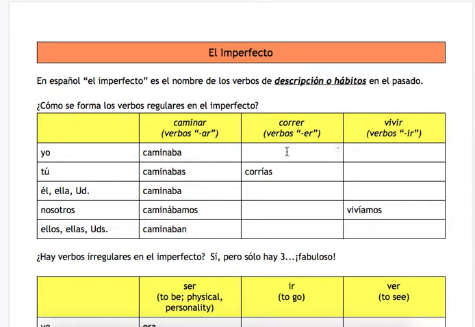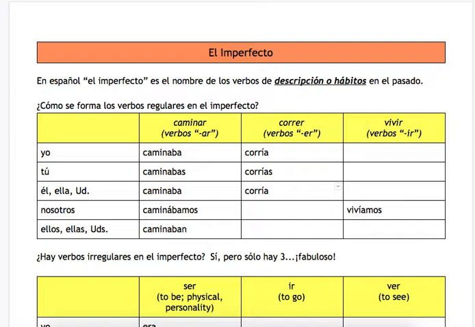Okay, what about verbs that end in ER, like correr? You take off the ER ending and replace it with ía. So correr for the yo form would be corría. And I already put the tú form in your notes for you, but basically you take that and you add an S for corrías. Like I mentioned before, the yo form and the he, she, usted form are the same in the imperfect. So your next one is corría again.